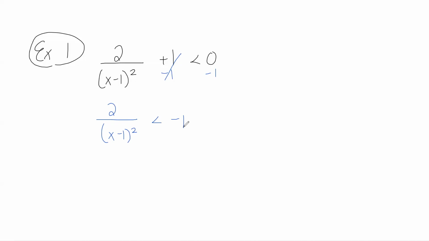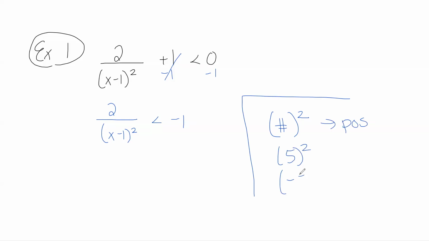Let's think about this logically here. The bottom of the left-hand side is always going to be positive. Just an aside here: any number squared, whether it's positive or negative, other than 0, is going to be positive, right? Think about it. 5 squared is positive, but so is negative 5 squared. Any number, when you square it, is going to be positive.